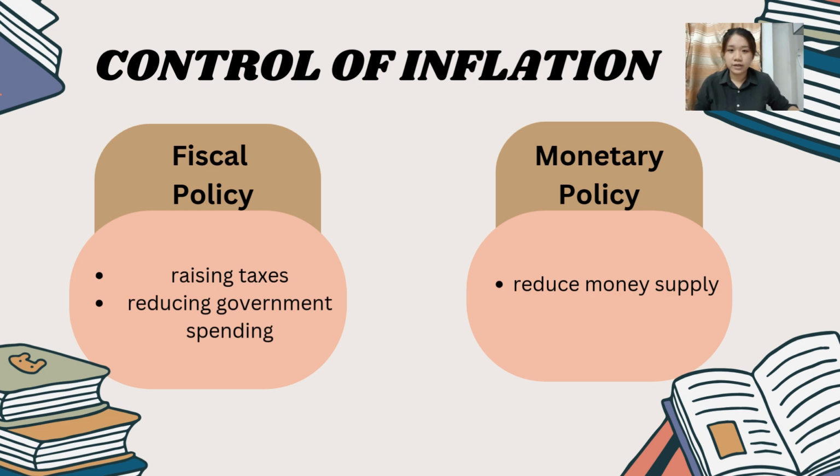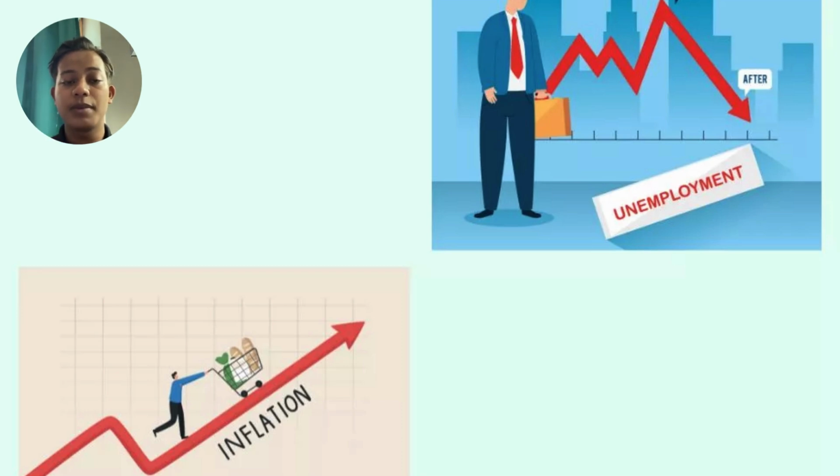Next, control of inflation. Inflation is difficult to eradicate, but it can be mitigated using fiscal and monetary policy. For fiscal policy, inflation can be reduced by implementing a contractionary policy such as raising tax and reducing government spending, while for monetary policy, inflation can be reduced by implementing a contractionary monetary policy which can reduce money supply. In addition, inflation can be controlled by controlling prices and wages, such as selling prices for goods and minimum wages.